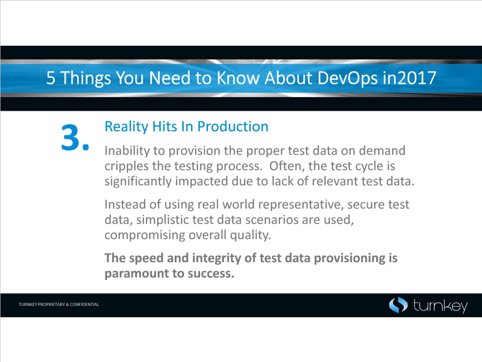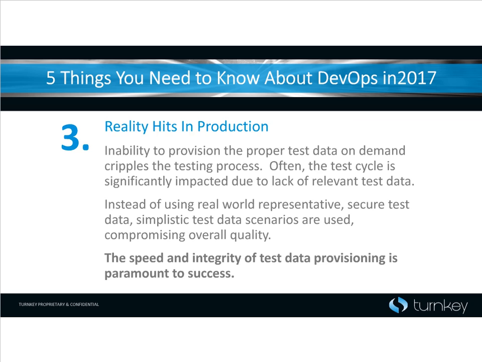Number three, if that isn't managed properly, as we all know, reality hits you in production. And we also find that one of the great delimiters, as we just talked about, is speed and integrity of secure test data being provisioned on demand to continue to drive that process. I've seen many teams that had the issue where they were waiting for test data to complete the testing process in a sprint and simply just moved on because they didn't have the luxury of just waiting.